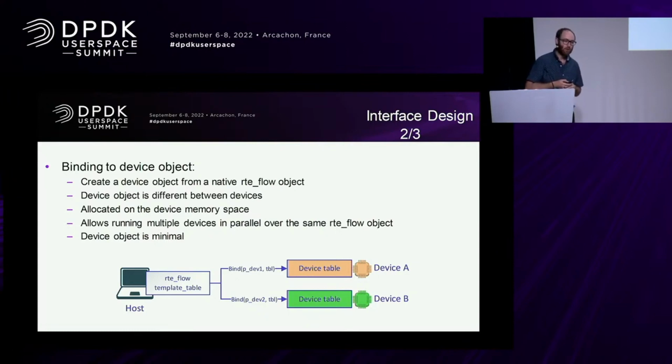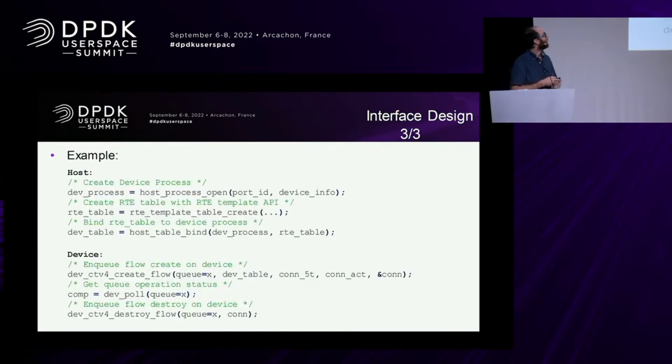And it allows us to run multiple devices in parallel over the same RT flow, a heterogeneous system running on multiple devices. The device object is minimal, of course, because RT flow is very generic. We want something minimal. We want something to run as fast as it can. So this is a key thing here, which is part of the host API, the bind and unbind function.